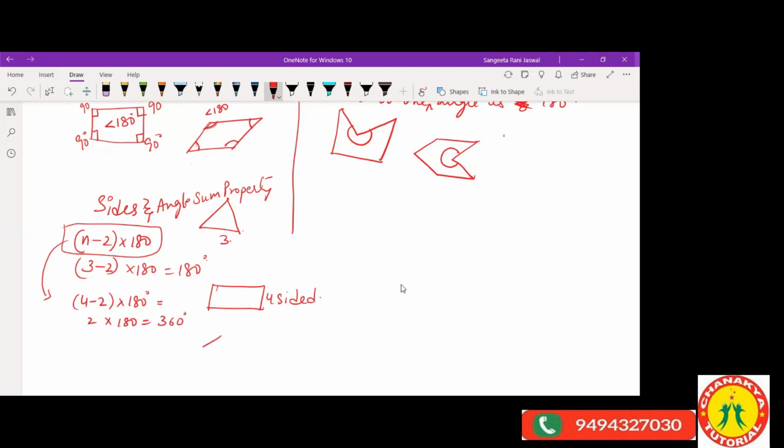Now suppose I have a five-sided figure, a pentagon. In that case, the n minus 2 formula applies here. That is (5 minus 2) into 180, so this will be 3 into 180, which is equal to 540. That means if you take the total of all the angles, it will be 540, right?